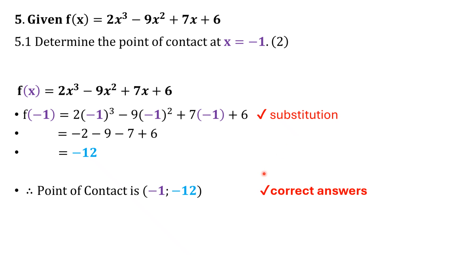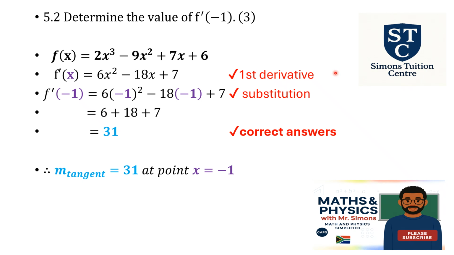1 for substitution, 1 for correct answer. And take note, point of contact will always be written in coordinate form. Right, now from here, let's look at the second question. Determine the value of f prime minus 1. So again, we are telling you, you will find the first derivative and substitute minus 1 in the first derivative.